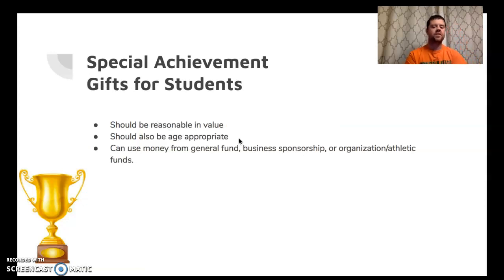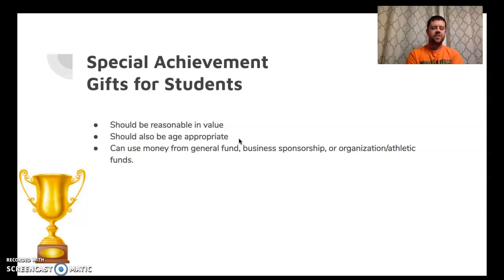Special achievement gifts would be for state championships or annual awards banquets, and they should be reasonable in value, age appropriate, and the money could come from 3 different places: the general fund, business sponsorships, or the organization/athletic funds.